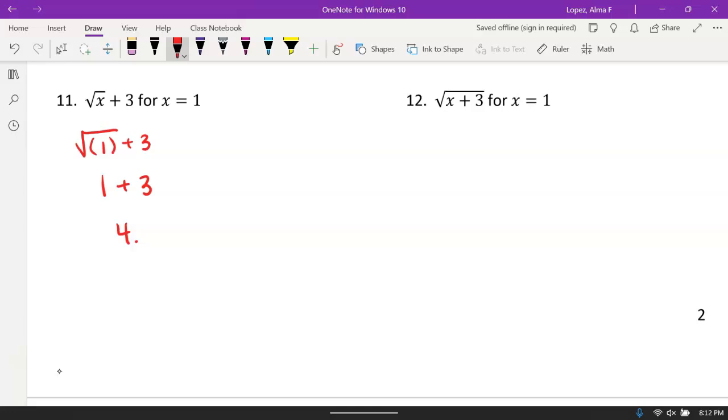Let's see if this one's any more interesting. We've got the square root of x plus 3. And again, plugging in an x of 1. Do you see the difference on the two equations? Here, the plus 3 is on the outside, so it's not underneath the square root. Here, that entire thing is underneath the square root. All right, 1 plus 3 needs to be taken care of first because it's underneath our grouping symbol. So 1 plus 3 is 4, and the square root of 4 is 2.